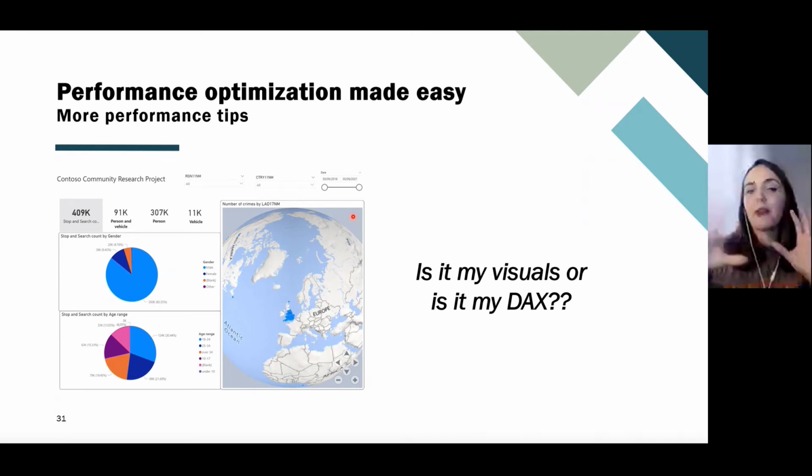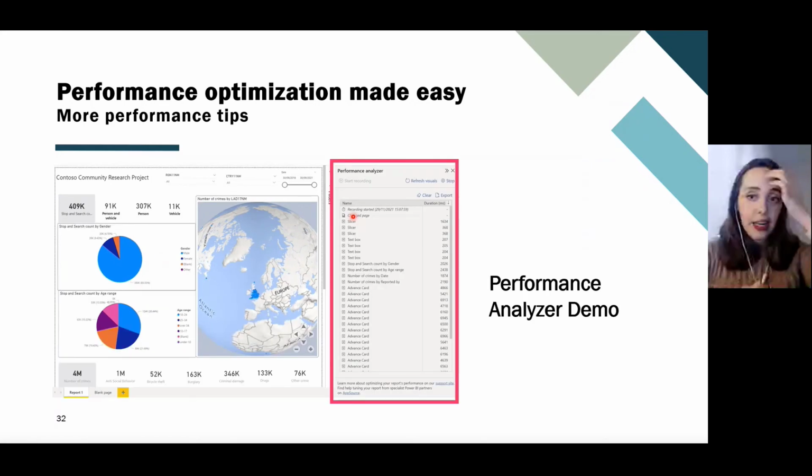One of the ways that you can check what is the bottleneck of your poor performance, visually, is the performance analyzer. I put it in a demo, but I'm not actually going to do the demo, because otherwise I won't be able to talk about everything that I want. But in Power BI Desktop, you have this performance analyzer, another tool that you can use.